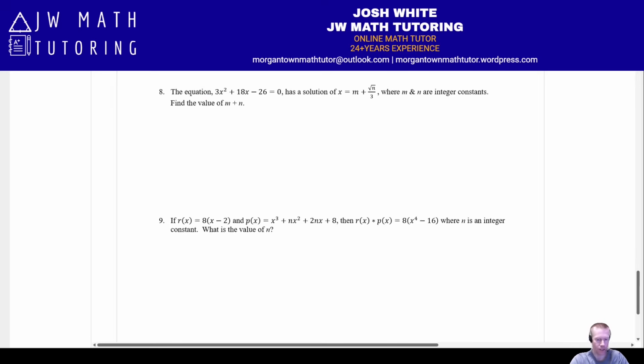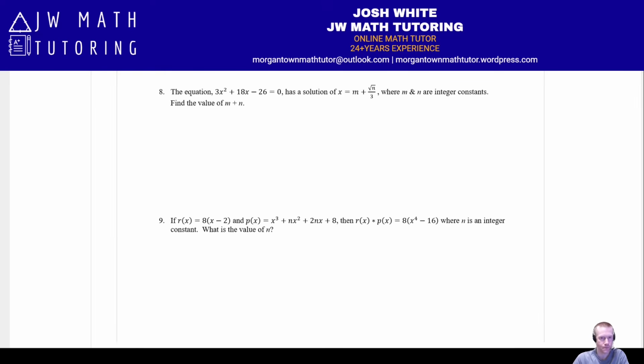All right, next question, number 8. Here we have a quadratic equation. You are told one of the solutions is of the form m plus root n over 3. Find the value of m plus n. I am going to first quickly show you how you could do this by hand if you wanted to. Then I will show you how to do this very quickly and easily in Desmos.